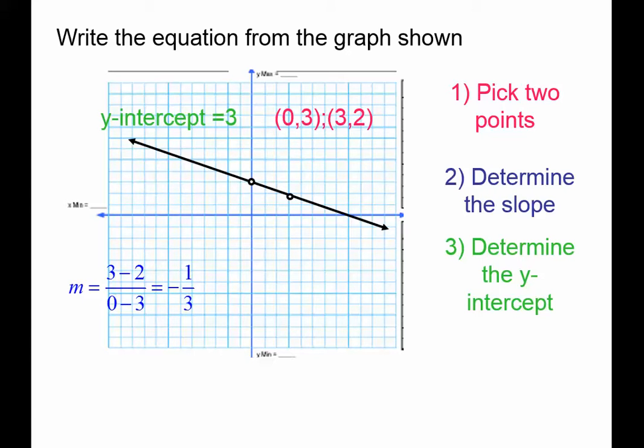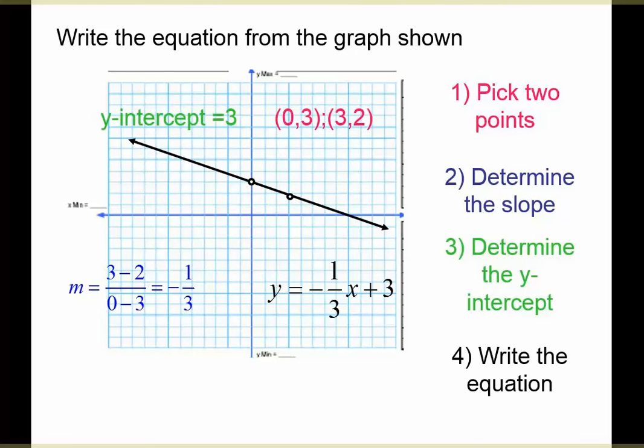The b is 3. And then you just need to plug them in to the form y equals mx plus b. So to write the equation, plug them in slope-intercept form. And when you do that, you end up with y equals negative 1/3 x plus 3.